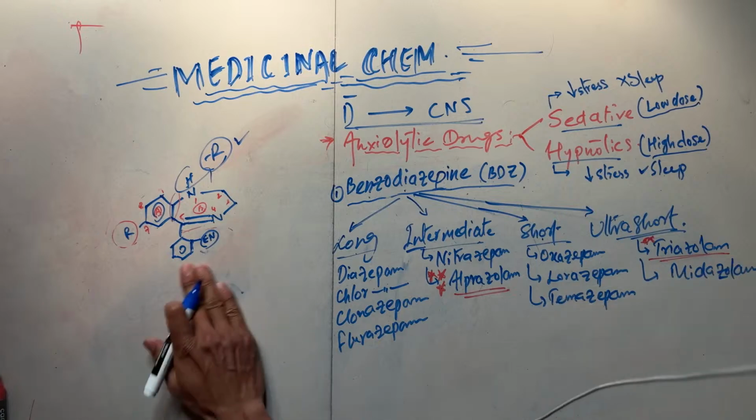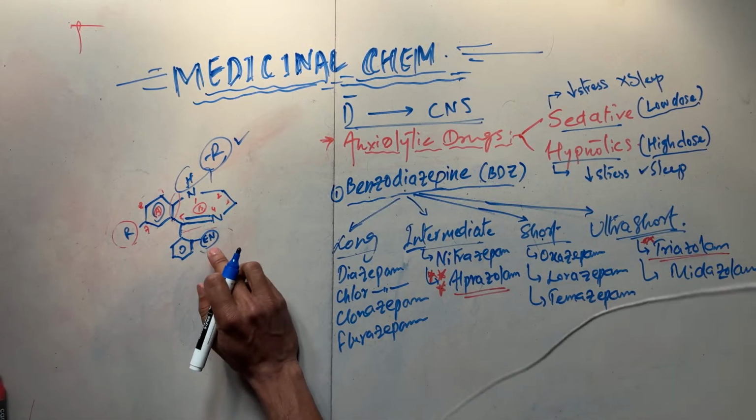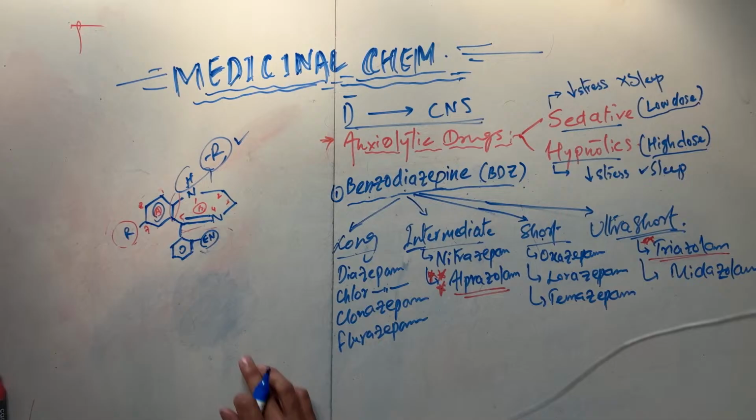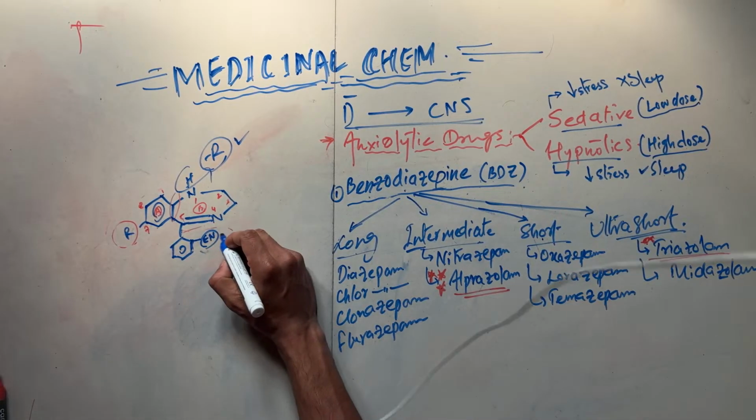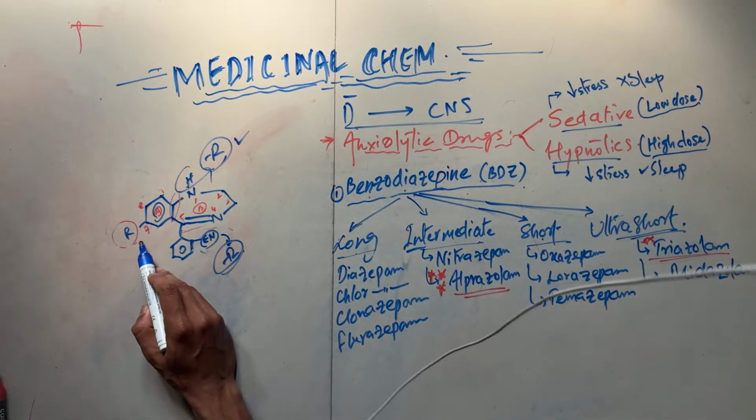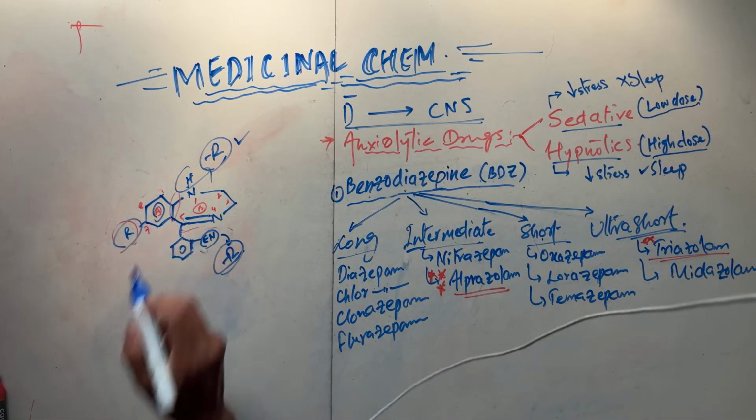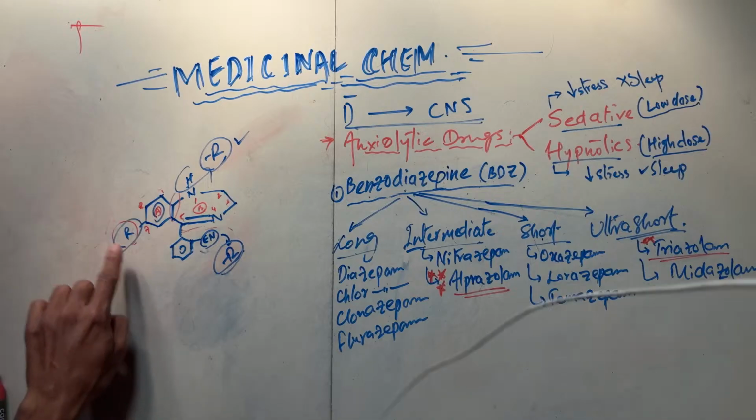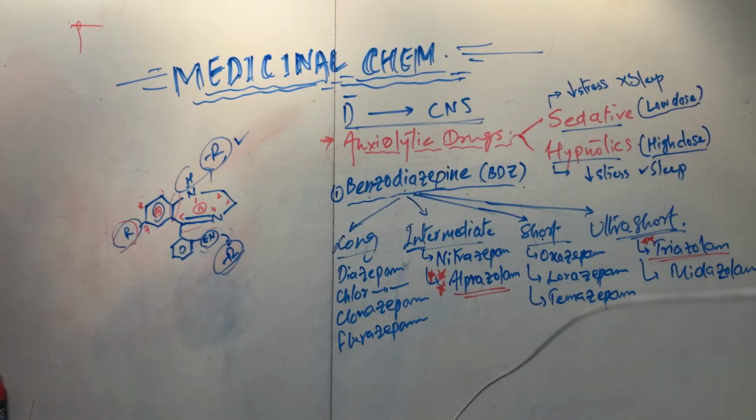In that ortho position, if any electronegative group is added, it will increase the activity. So in this also modification is possible. Any electronegative group or alkyl or anything can be added. In the 7th position also, an electronegative group should be present. This is a must and it is very important for the activity of the benzodiazepine. Okay, am I clear?